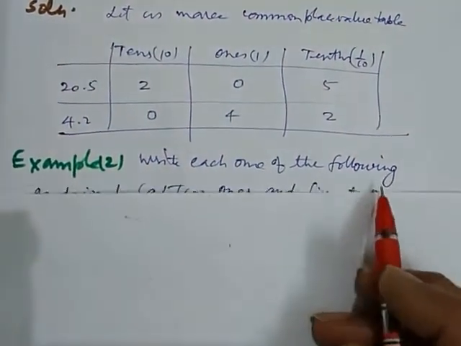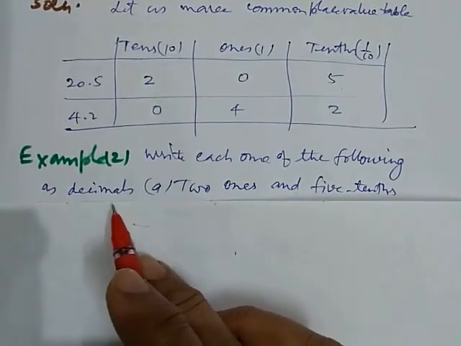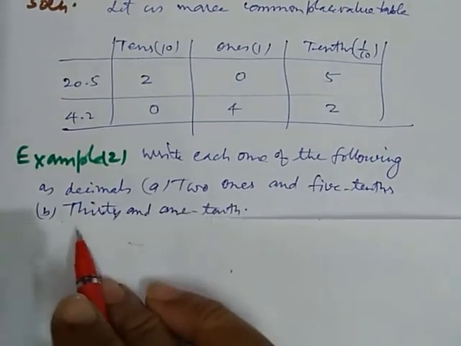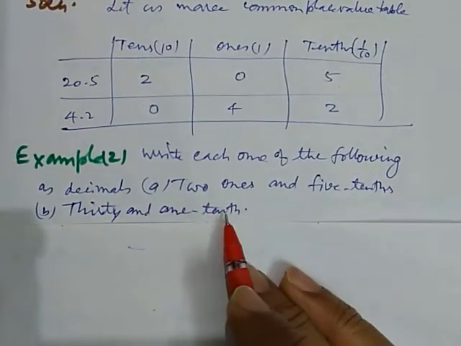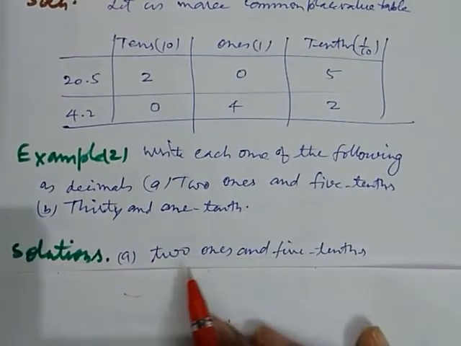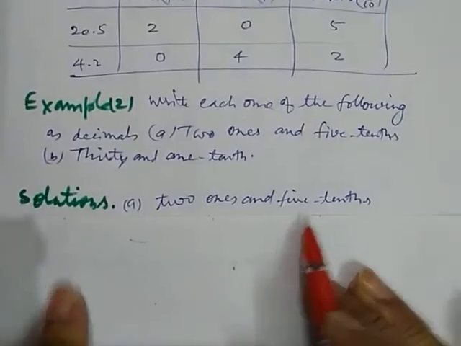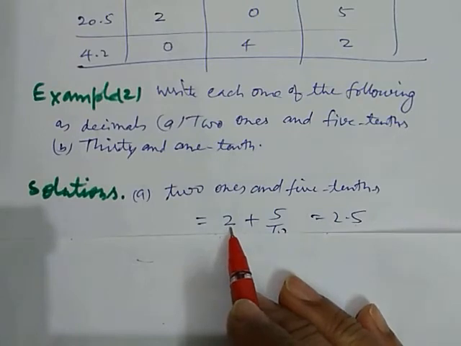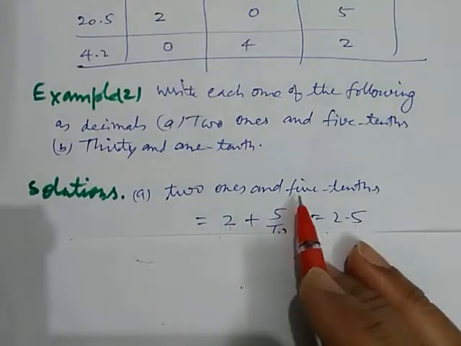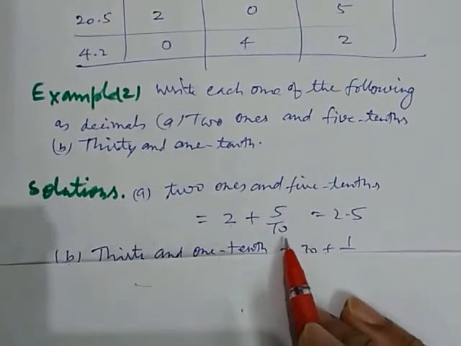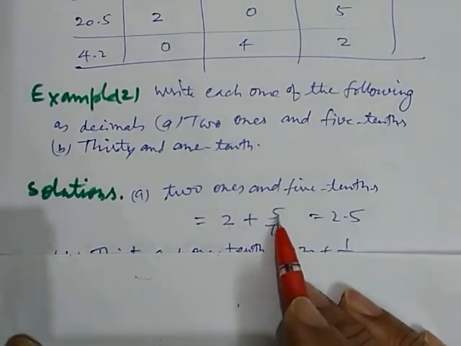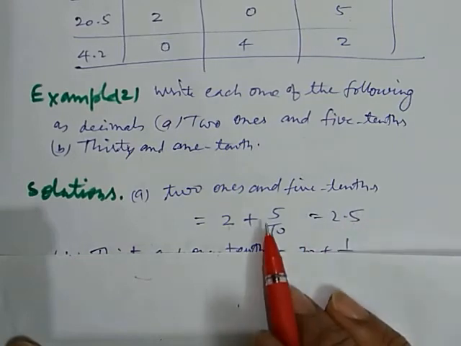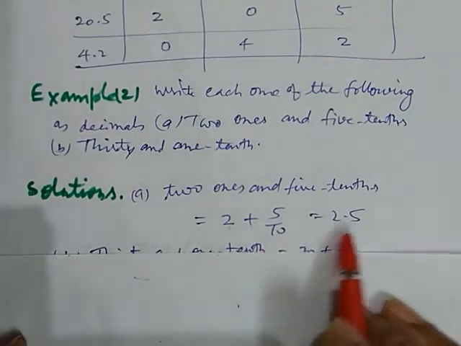Now we learn by example 2. Write each one of the following as a decimal: 2 ones and 5 tenths, and second, 30 and 1 tenth. So we learn how. 2 ones and 5 tenths means 2 ones, the unit digit, 2 times, and 5 tenths, that is 5 by 10. So this becomes 0.5 and this is 2, so this becomes 2.5. So this way we can represent this in decimal.